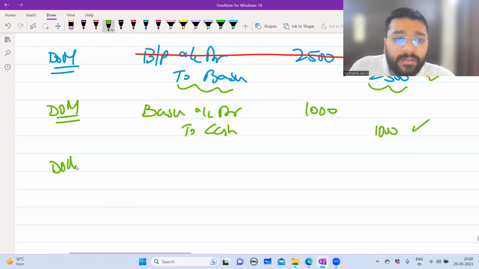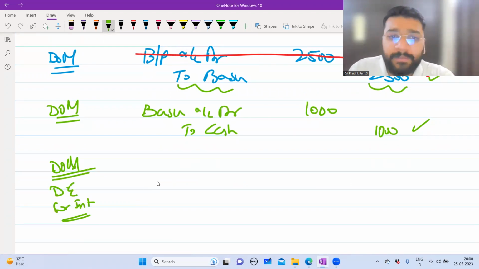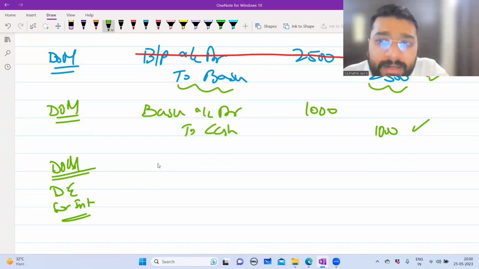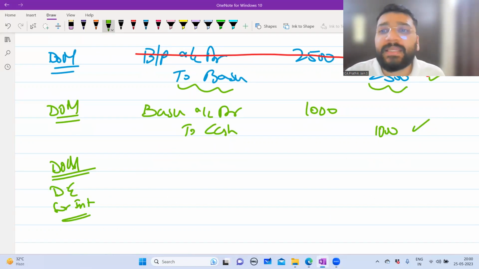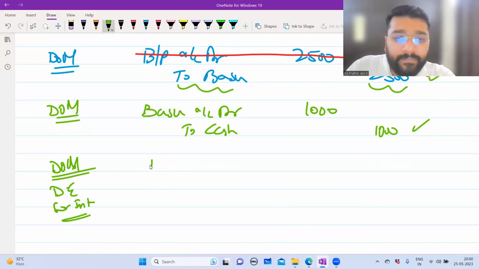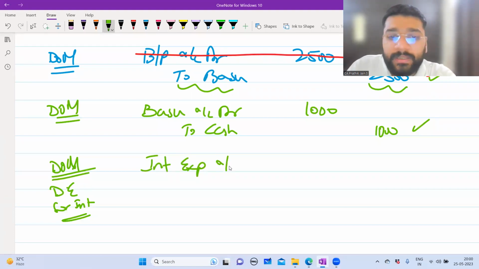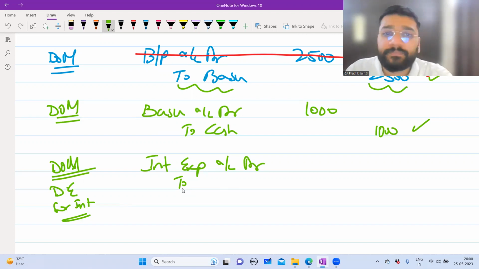So on the date of maturity, we have to pass a due entry for interest. What will the interest entry be? Do we have to pay interest or receive interest? Pay interest. So pay interest means income or expense? Expense. Interest expense account debit, and I have to make this payment to whom? Basu. So 50 to Basu.